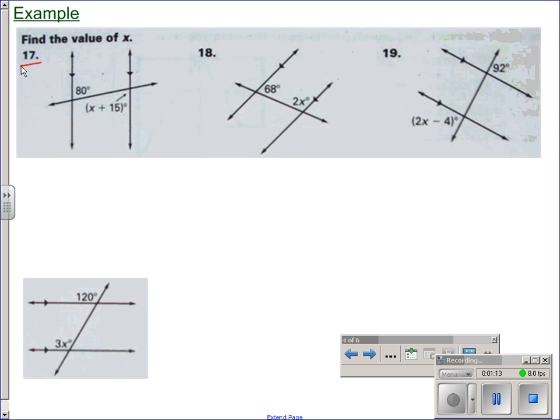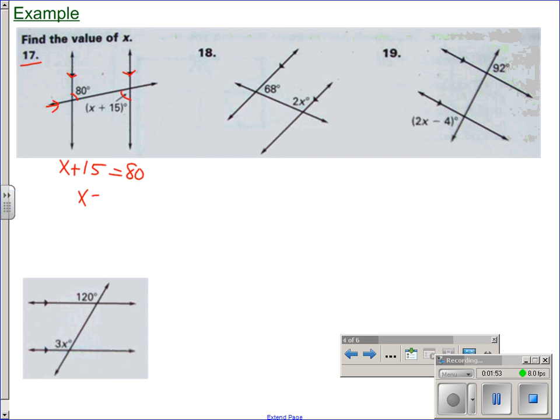Number 17. Every time, first make sure you have the proper information, the hypothesis, for these theorems and this postulate. If you have parallel lines, which we do, cut by a transversal, which we do, then looking at these two angles, this 80-degree angle and this x plus 15-degree angle, they are in between the parallel lines and on different sides of the transversal. That's alternate interior angles. If parallel lines are cut by a transversal, then alternate interior angles are congruent. And so there's our setup.